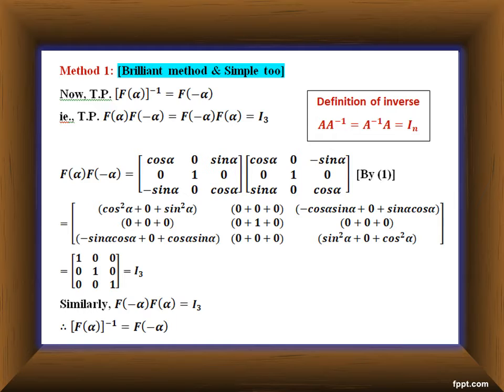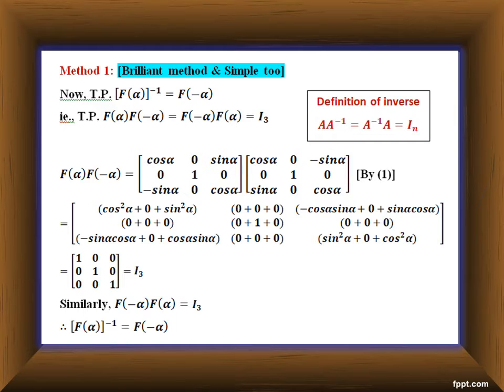So I get the value of f of alpha into f of minus alpha. Already f of alpha is given, and from the right hand side part you know what f of minus alpha is. We substitute both the values and get the product of these two matrices as below. Now you can find that you are getting 1 0 0, 0 1 0, 0 0 1, that is the identity matrix of order 3. And you are using the identity in trigonometric ratios, sin square alpha plus cos square alpha equals 1, in here. Similarly we can prove that f of minus alpha into f of alpha also gives I3.